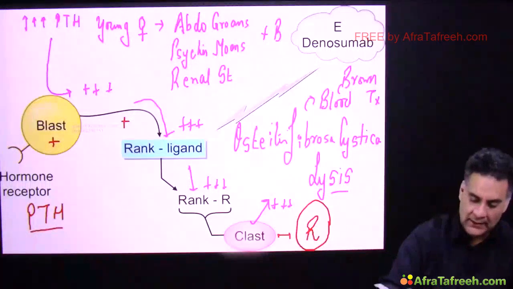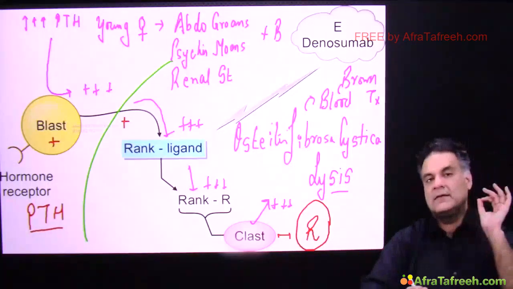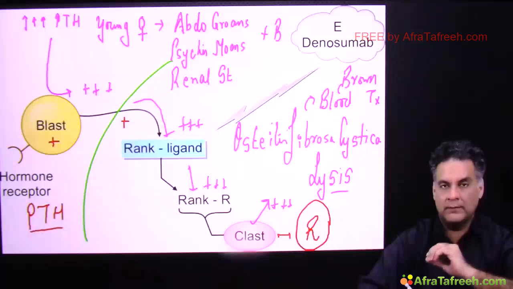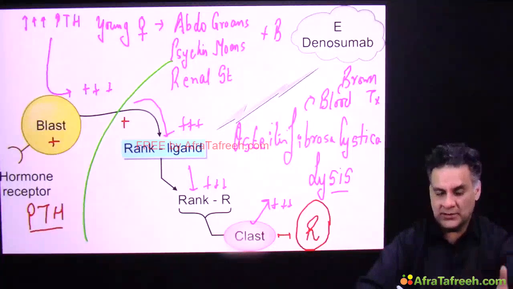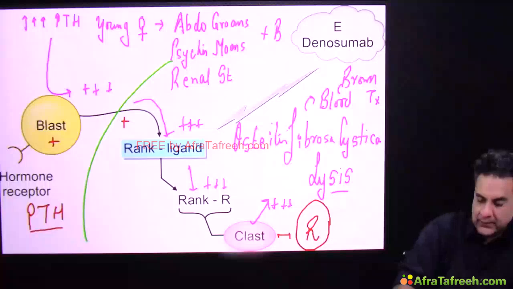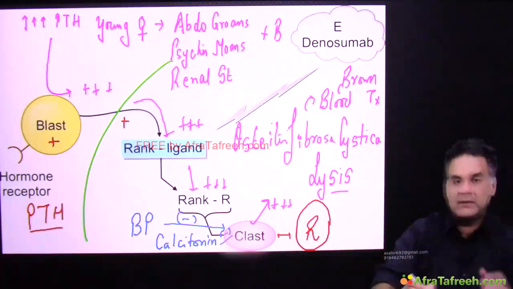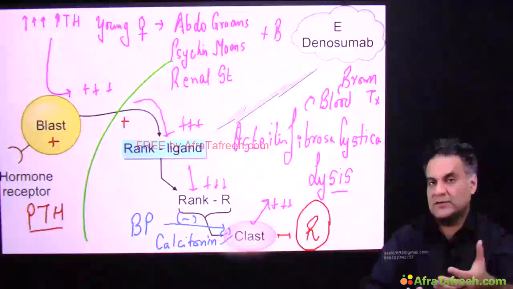hyperparathyroidism. But then this cycle can be utilized for the treatment of the bone softening disorder called osteoporosis. How? If you have drugs inhibiting the osteoclast, you can prevent the resorption. Two drugs which do that: bisphosphonates and calcitonin. They inhibit the osteoclast. In fact, bisphosphonate is very potent. That's why it's called the drug of choice for osteoporosis.